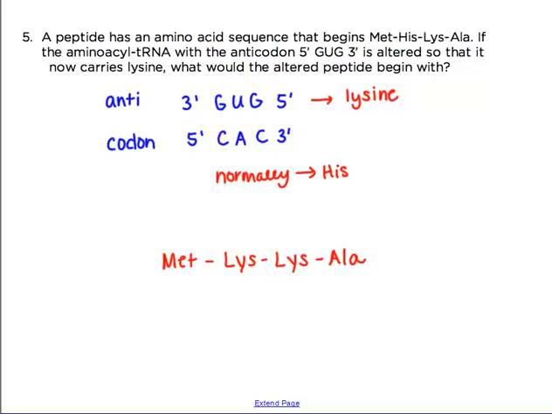So just to go over that again, the sequence began methionine, histidine, right? So that second codon in the mRNA would normally encode for histidine, which is the codon right here. That codon normally encodes for histidine, but the tRNA that it is base pairing with has the same anticodon, but is now carrying a different amino acid due to a mutation. So instead of this codon encoding for histidine in this case, it would now bring down the amino acid lysine.